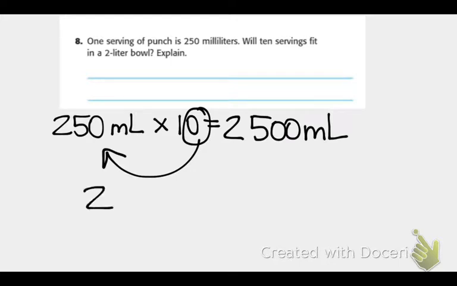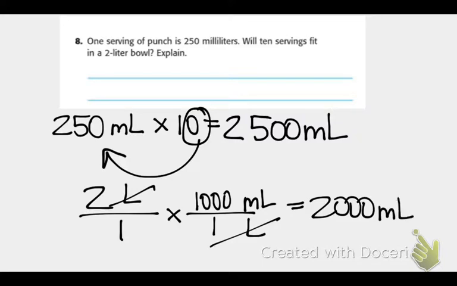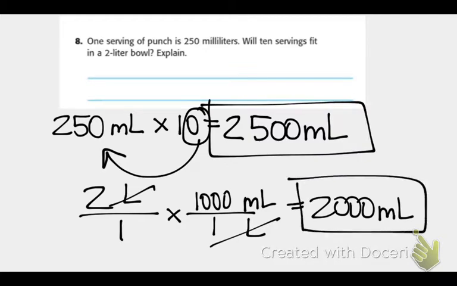I know that I can figure out 2 liters. Set that over 1, multiply that by a liter, milliliter. I know there's 1,000 milliliters in 1 liter. Those cancel, which means it is 2,000 milliliters. Well, those are the punches, and that is the bowl.